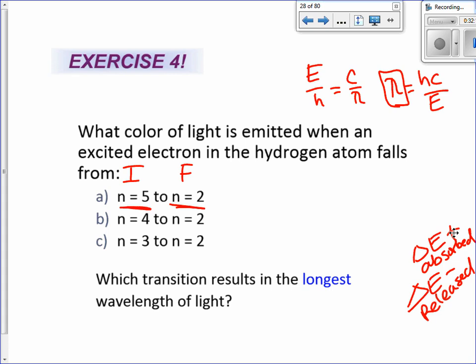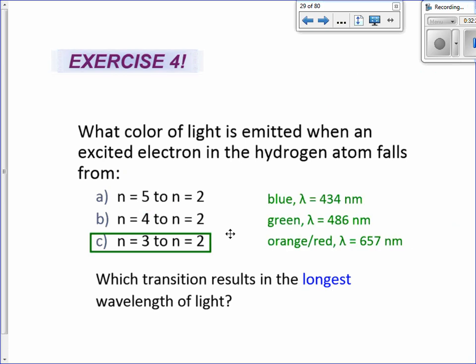So calculate a few of those real quick. If you've done one, you've done them all. Check to see if the one that's going to have the longest wavelength is going to be red, orange, which happens to be the shortest jump. But think about it. Use conceptual knowledge here. Shorter distance to jump, less energy, longer wavelength.